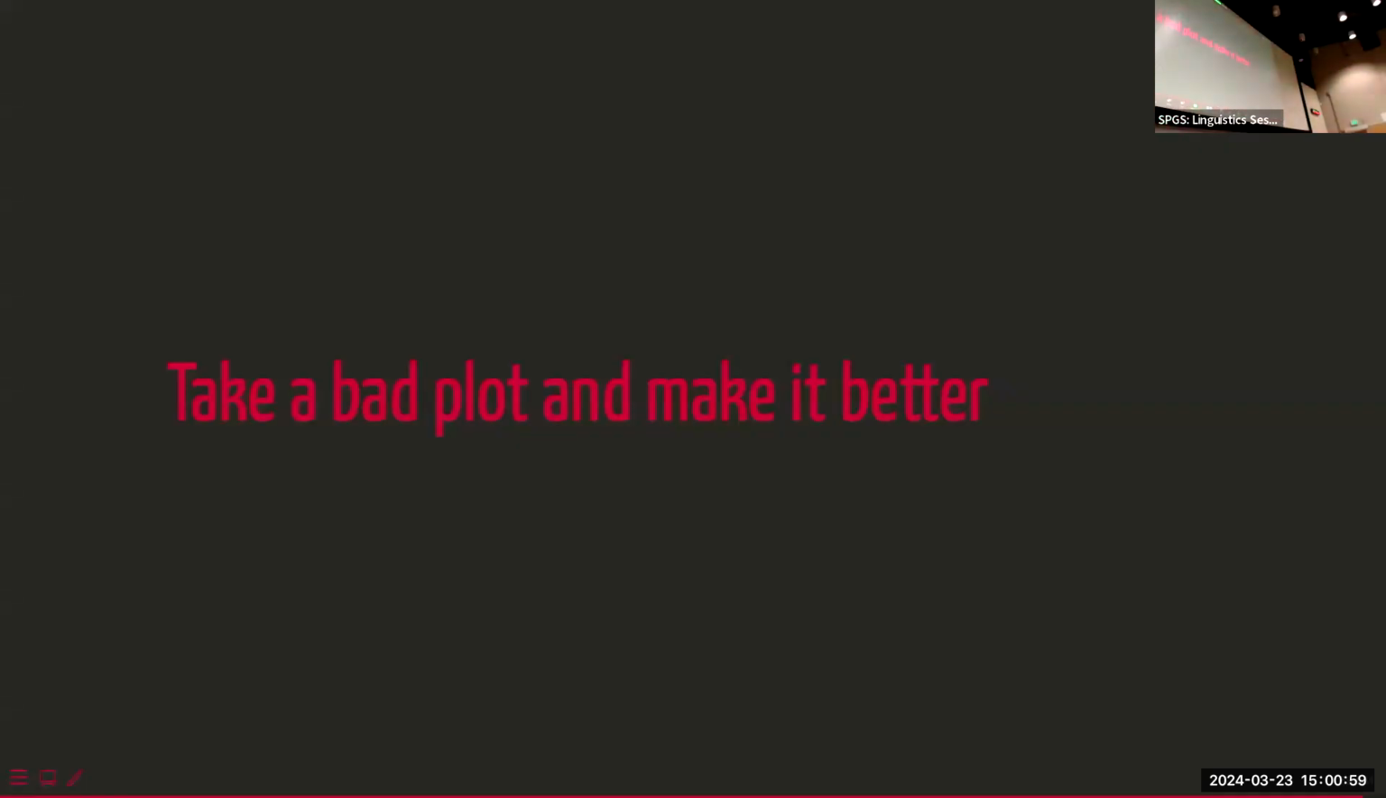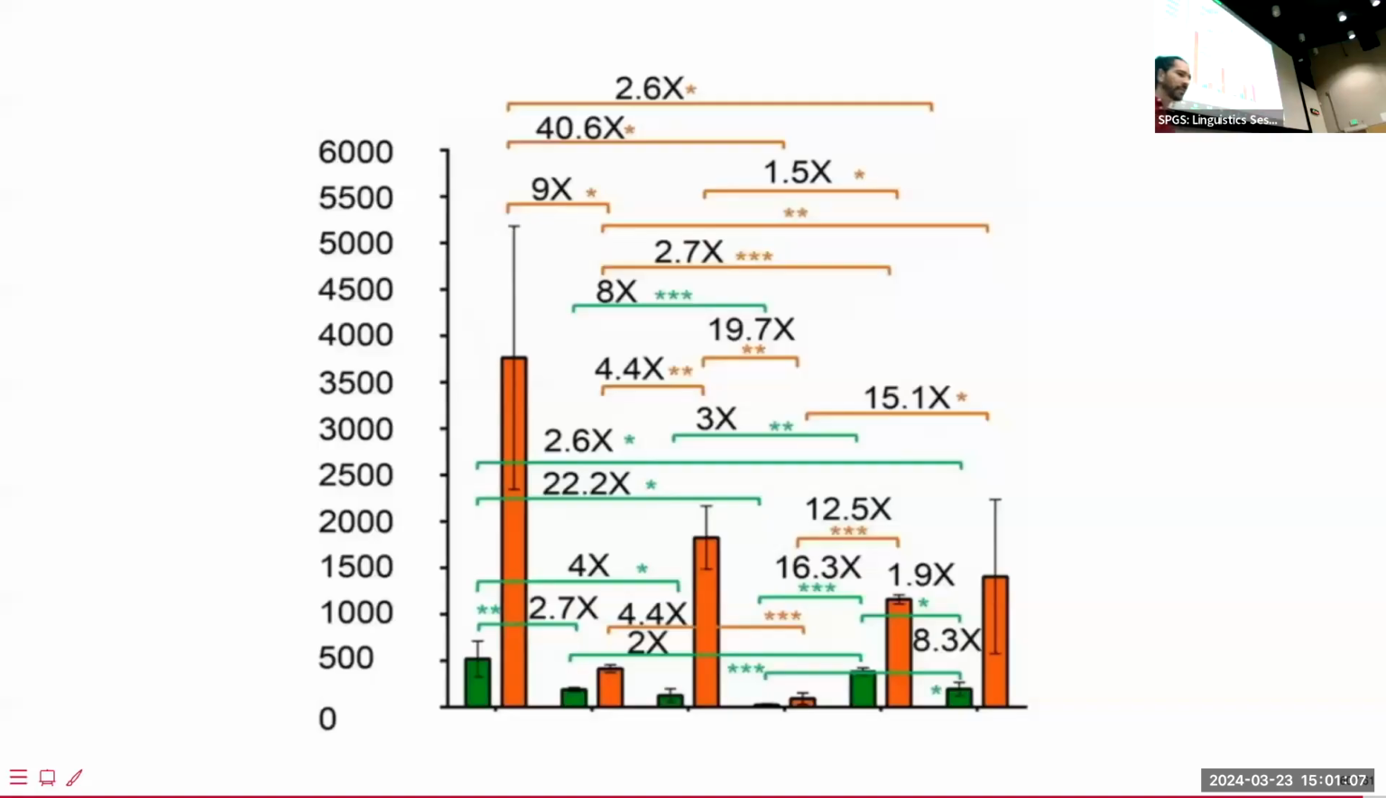I want to give some examples of really bad plots, and maybe we can think of our criteria and see why they're bad. Let's troubleshoot these plots. This is chaos, right?